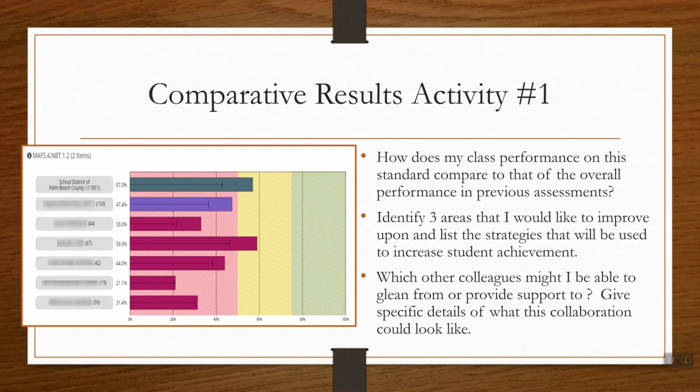And there are 3 important questions that are included in this particular activity. So how does my class perform on this standard? And how does that performance on that one standard compare to the overall performance in previous assessments? And then asking the teacher to identify 3 areas they'd like to improve upon and some strategies that they will use to make that increase in student achievement.